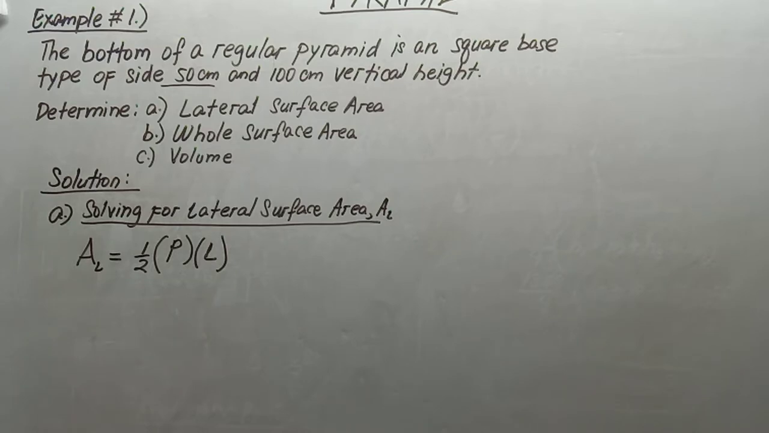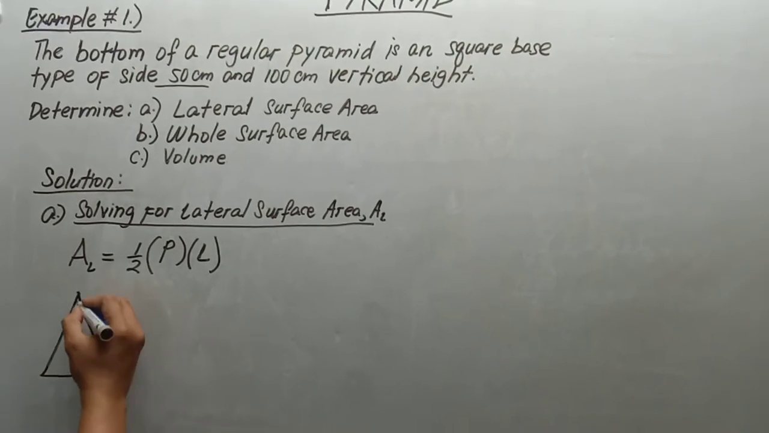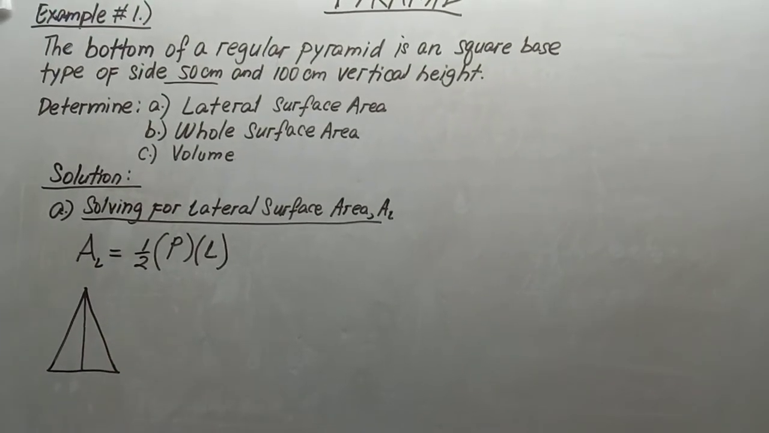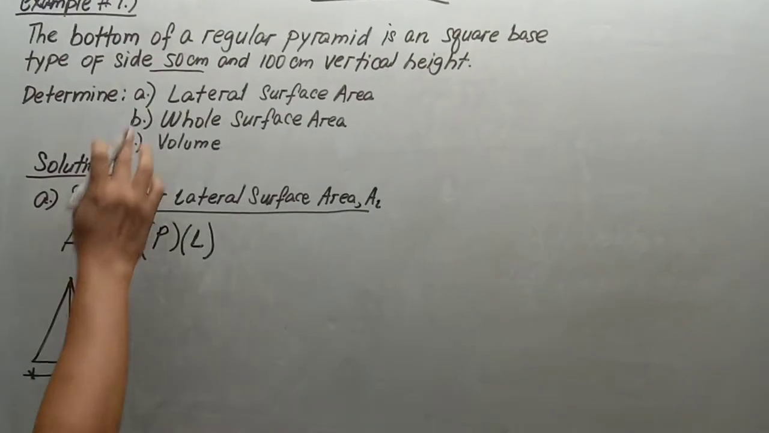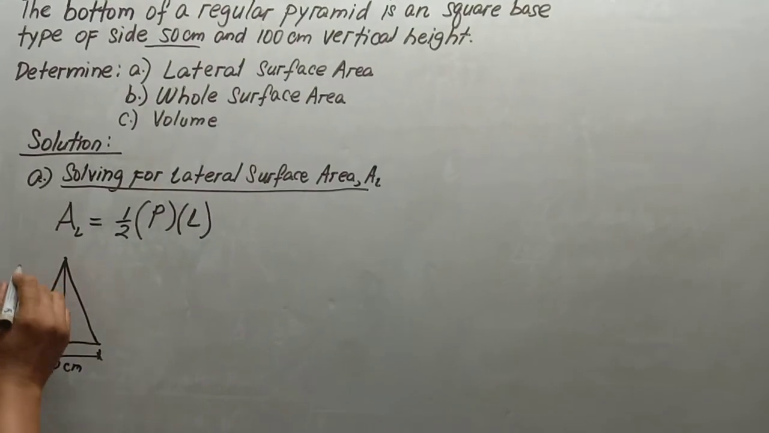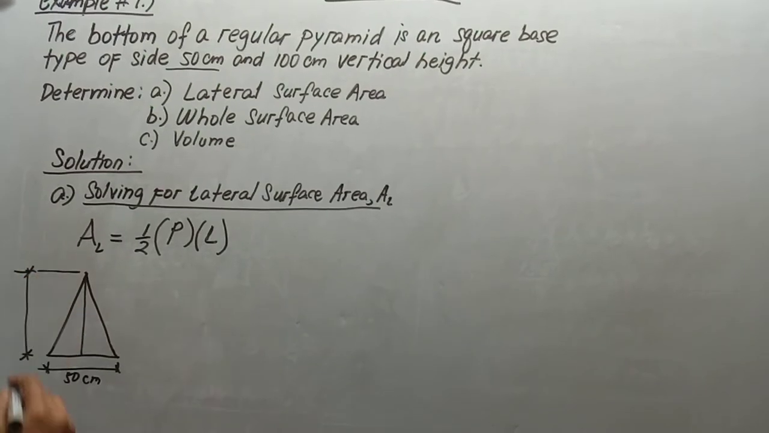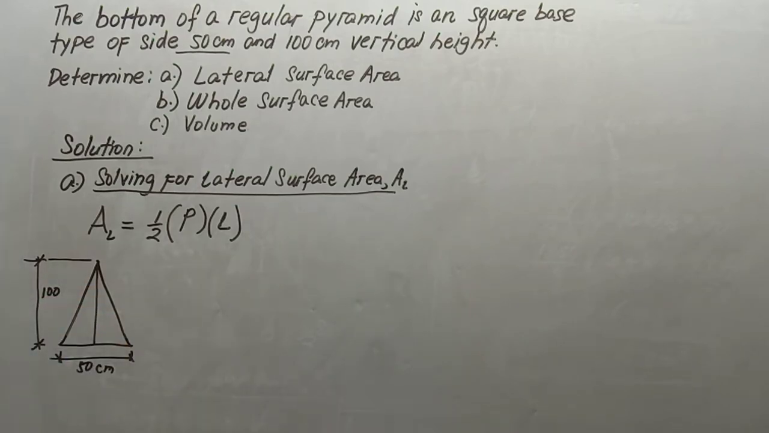regular pyramid? Considering a triangle, we can apply the Pythagorean theorem, okay, guys. So, considering a triangle for the pyramid, what is the length of the side given there? It is 50 centimeters, correct? And the vertical height is given, which is 100. Now, how will you find the slant height of one face of a pyramid?